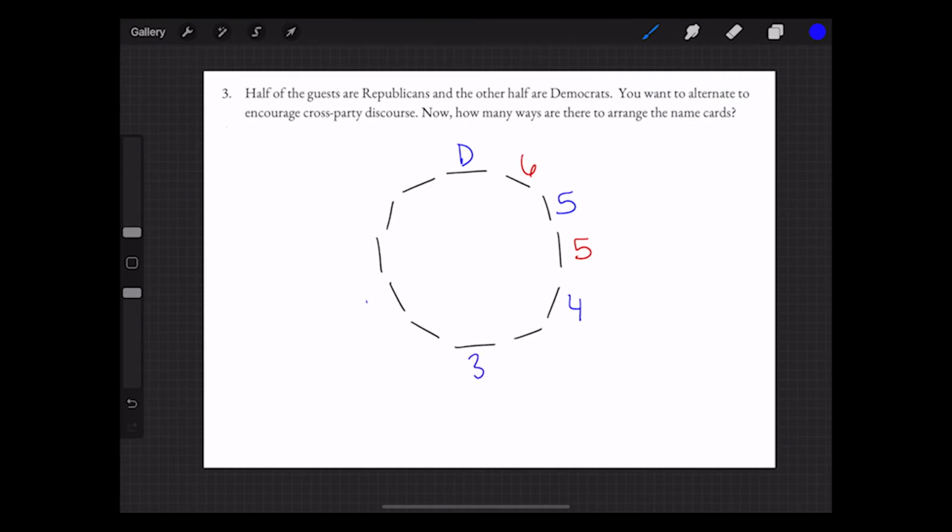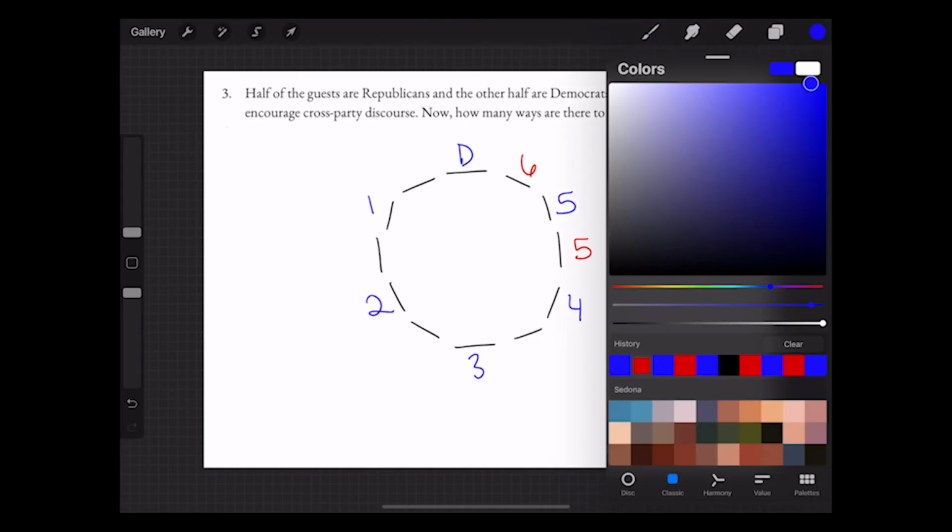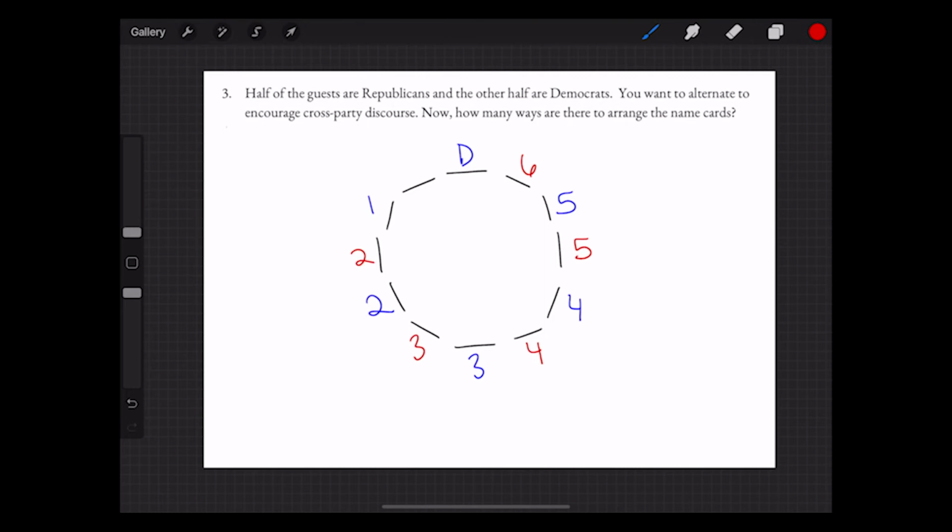And I'm just going to fill the rest of these in really quick. And then because these are all independent choices that we can make, we can use the product rule to connect them all. Now, if we look at all the numbers that are being multiplied, we can get the formula 6 factorial for the Republicans and then 5 factorial for the Democrats. This could also be written as 6 factorial squared over 6.